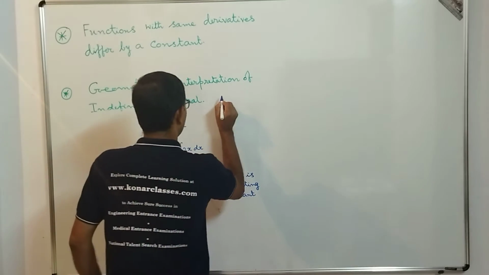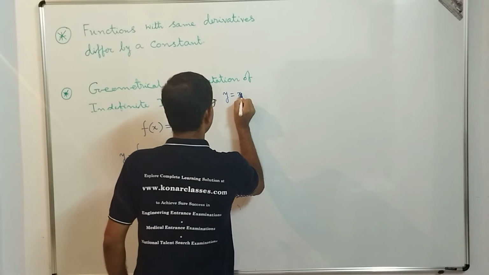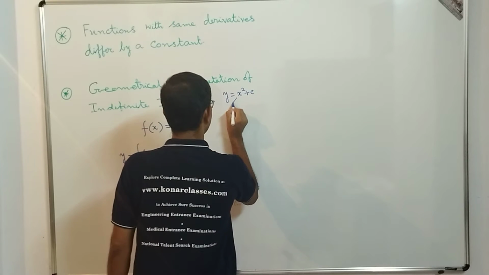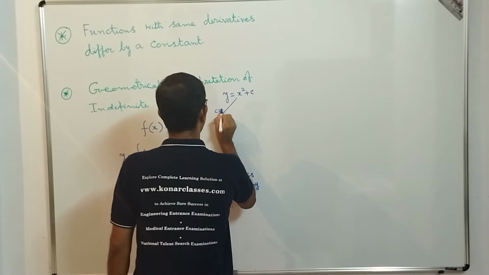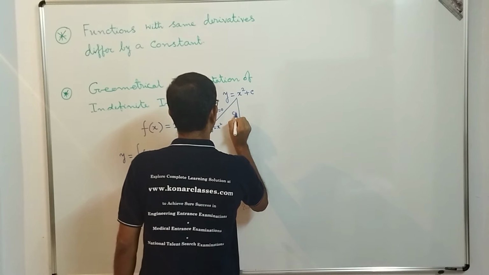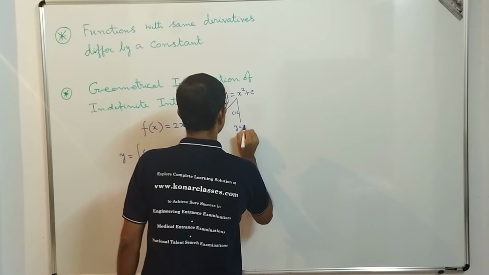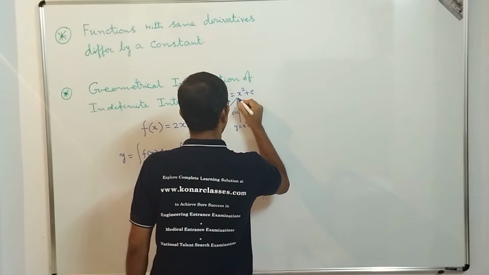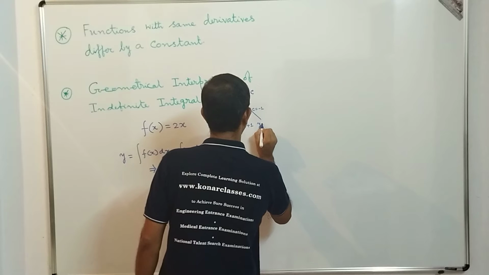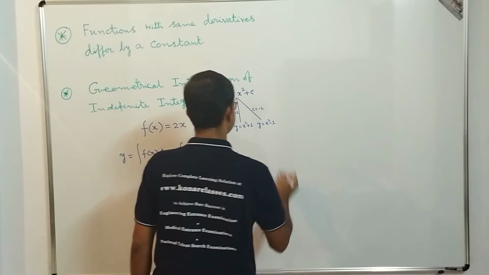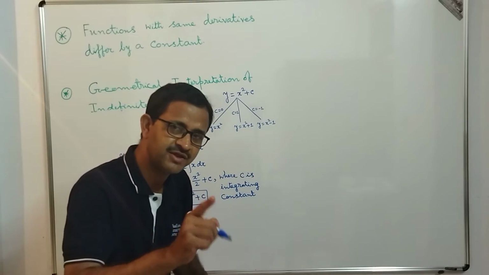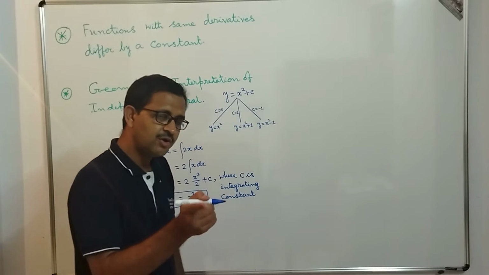So from this one, y equal to x square plus c, if we apply c equal to 0, then what are we going to get? We get y equal to x square. If we apply c equal to 1, we get y equal to x square plus 1. If we apply c equal to minus 1, we get y equal to x square minus 1, and so on. If c equal to 2, it will be y equal to x square plus 2, and c equal to minus 2, y equal to x square minus 2.